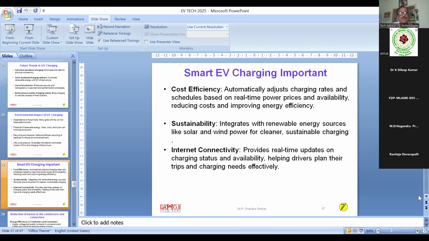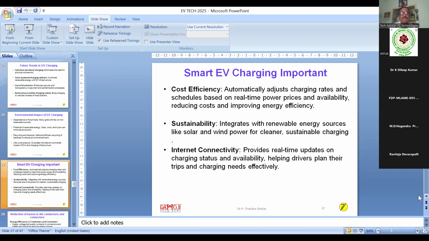Smart EV charging is important for cost efficiency. It automatically adjusts charging rates and schedules based on real-time power prices and availability, reducing the cost and improving energy efficiency. Sometimes, as I told you, the power demand in some areas is higher. Based on that, the charging time, charging rates, and the cost also get adjusted. Thereby, you can increase the energy efficiency.